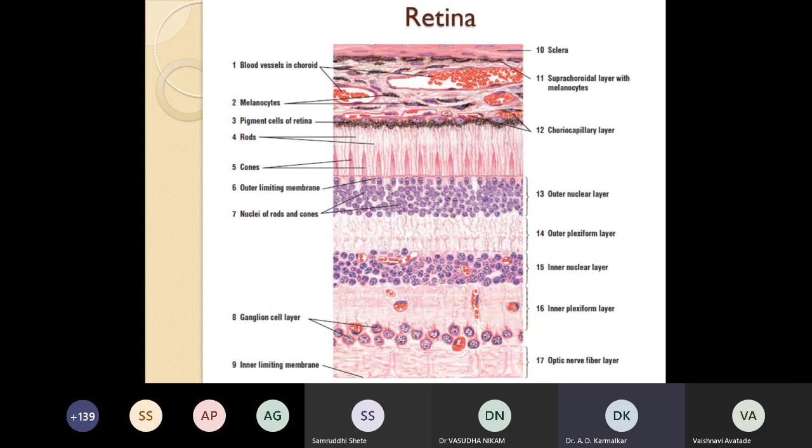This diagram is an overall view showing the sclera, the choroid, and the different layers of the retina, in which we can see the pigment cell of the retina, which is darkly stained. Then rods and cones, then the outer limiting membrane, the nuclei of the rods and cones forming the outer nuclear layer, the outer plexiform layer, the inner nuclear layer, and the inner plexiform layer. All this we are now going to study step by step.